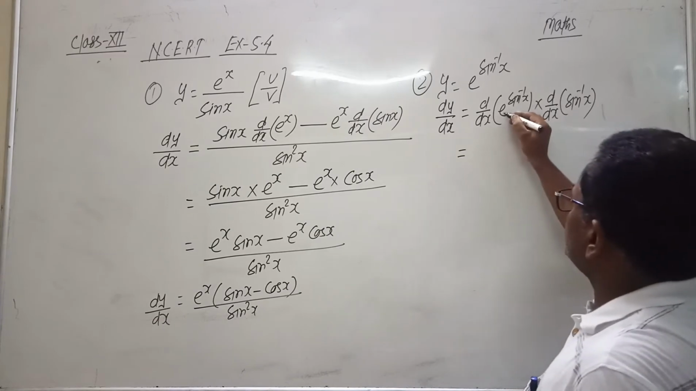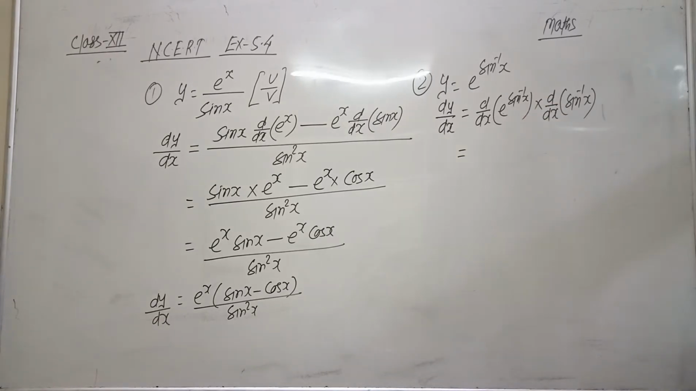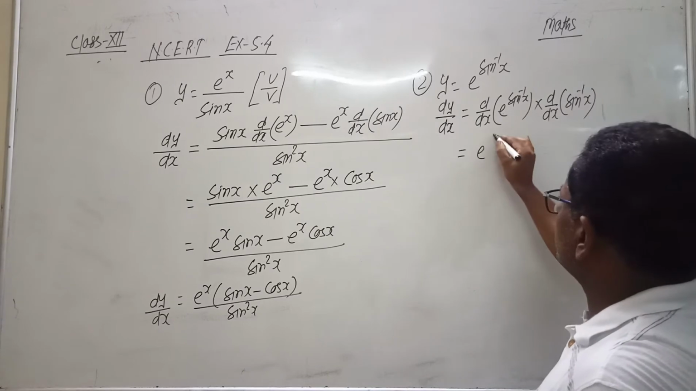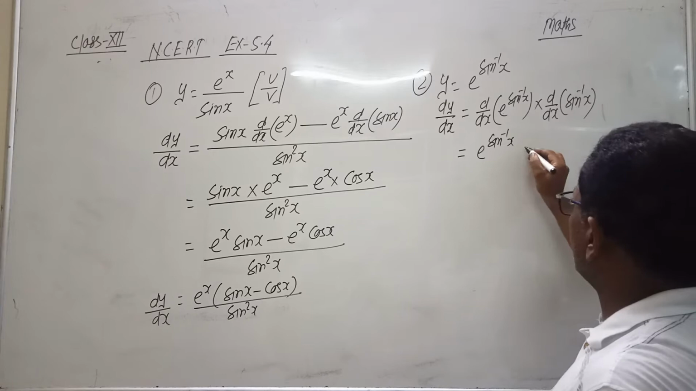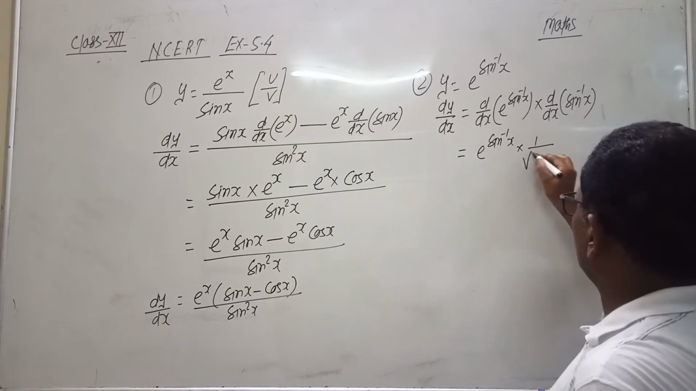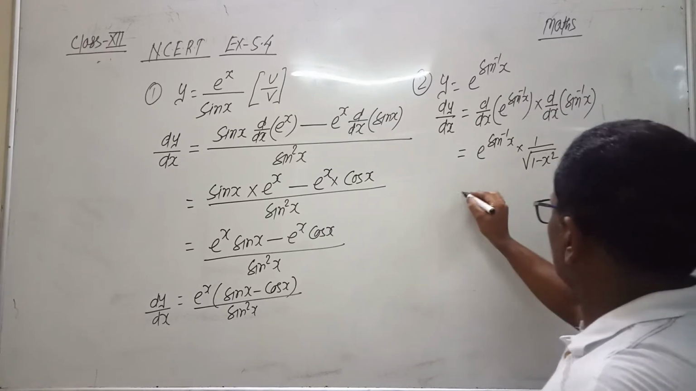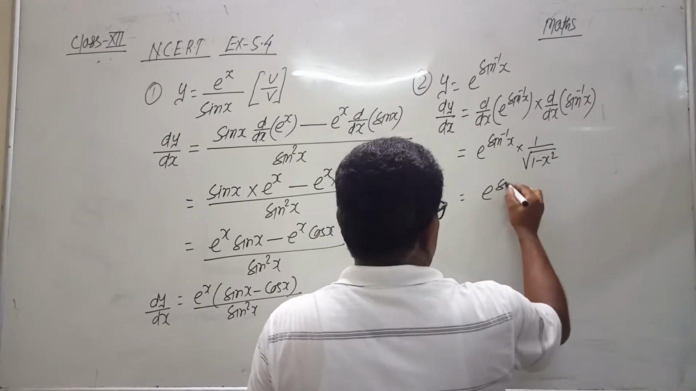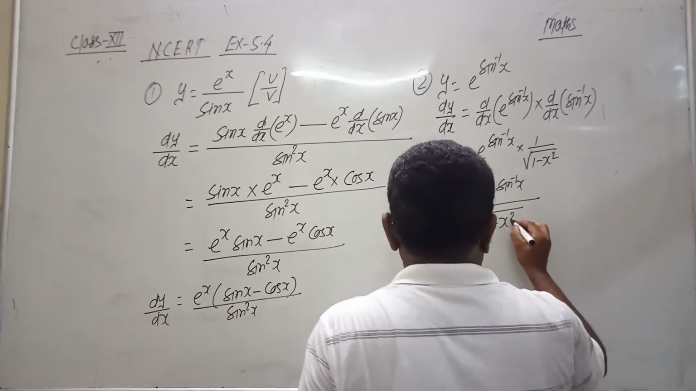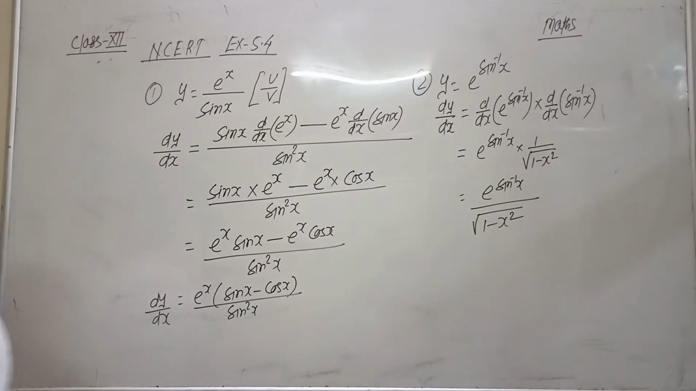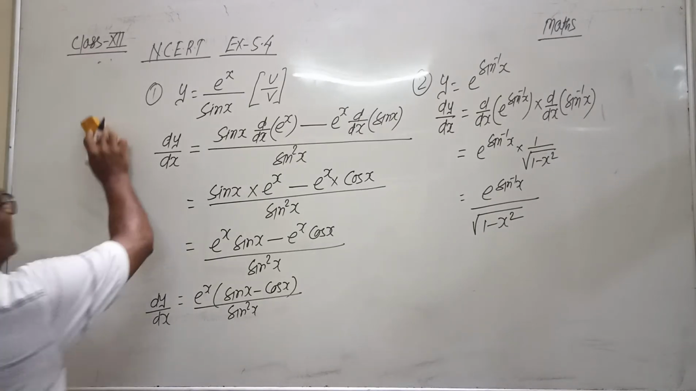Now we will differentiate e raised to the power x. At the place of x there is sin inverse x, and we know the formula for d by dx of e raised to the power x is e raised to the power x as it is. So e raised to the power sin inverse x, and differentiation of sin inverse x is 1 by root 1 minus x square. So the result comes to be e raised to the power sin inverse x upon under root of 1 minus x square.